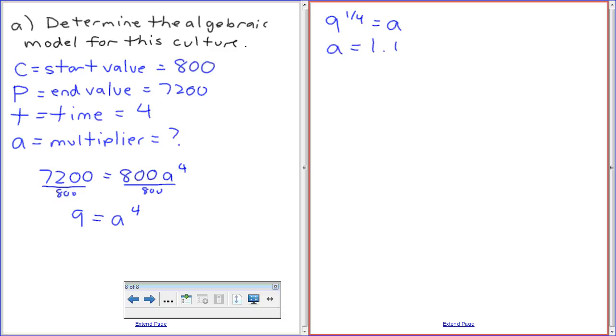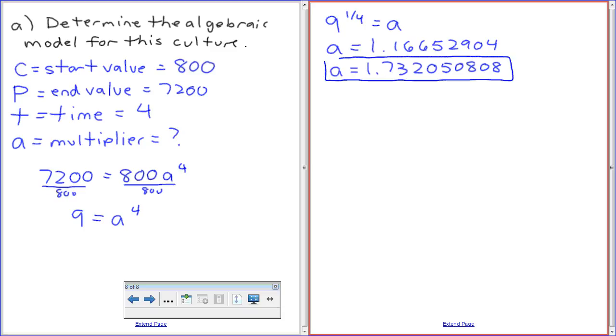1.16529.4. A little slower, 1.16. Yeah, 1.16. So keep going. 65290. Uh-oh. You guys are all wrong. Hey guys, what'd you get? I got 1.732. Exactly. No, there's a 0 after. 050808. Which is almost root 3. Oh, I got that now. Got that now? Good.